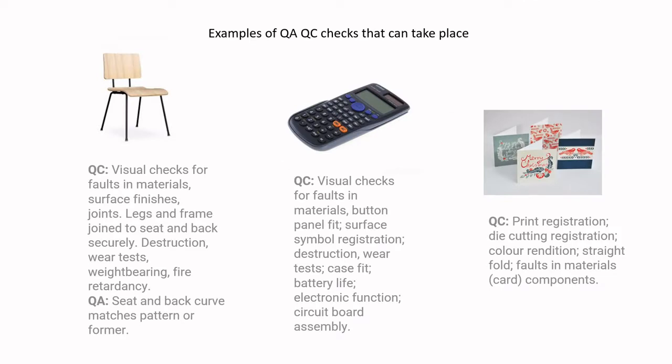So just a couple of examples of quality control checks and quality assurance checks that you can have take place. We'll take a standard school chair. Quality control checks will be things like visual checks of faults in materials, checking you've not got any splits or warps, checking the surface finishes, checking the joints are all secure, and that the legs and frames are all joined to the seat and back securely so there's nothing wobbling around that people can get hurt on.